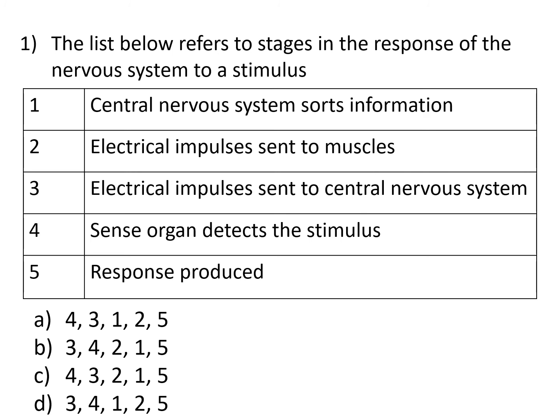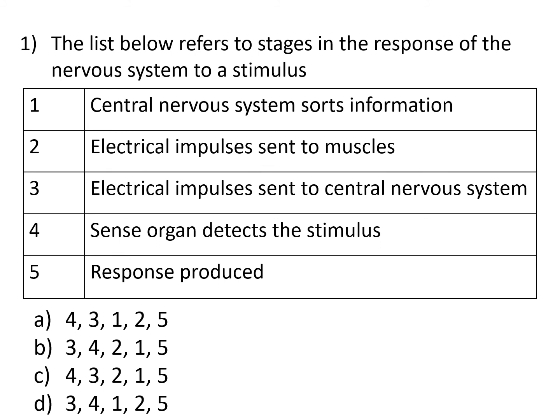So we've got 1, central nervous system sorts out information. 2, electrical impulses sent to the muscles. 3, electrical impulses sent to the central nervous system. 4, sense organ detects the stimulus. And 5, response produced. So let's have a think. Pause the video and then try to answer it before I go over the answer.